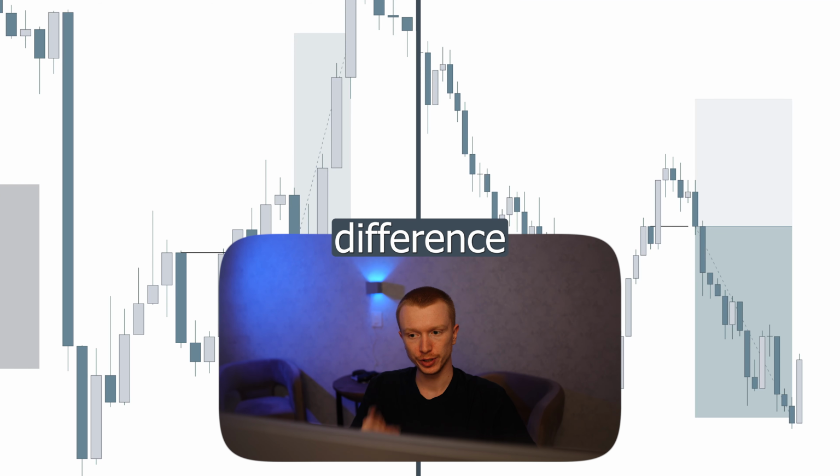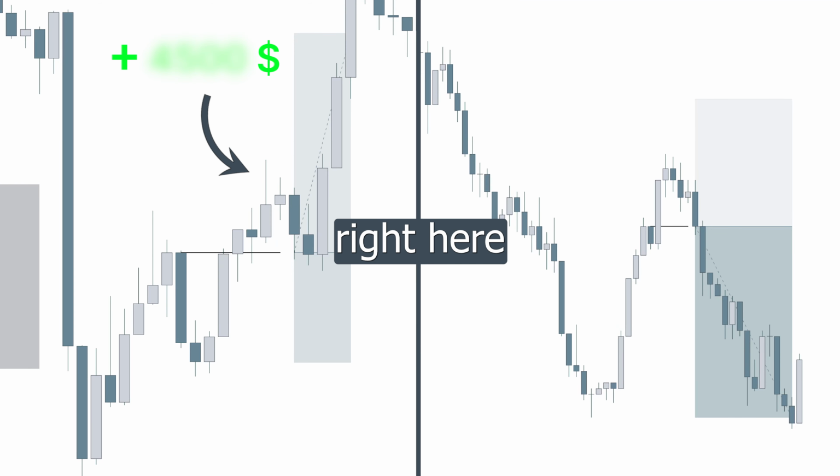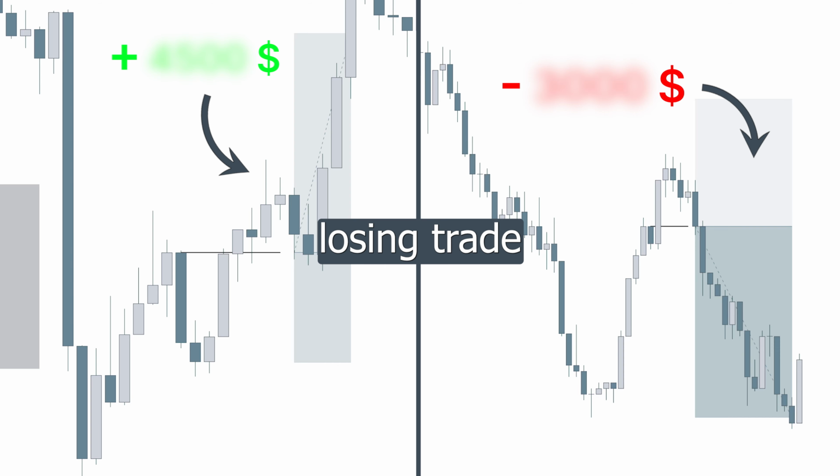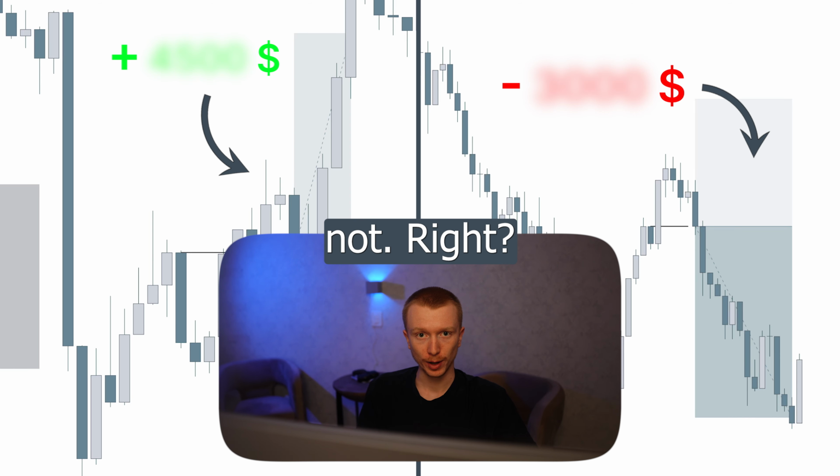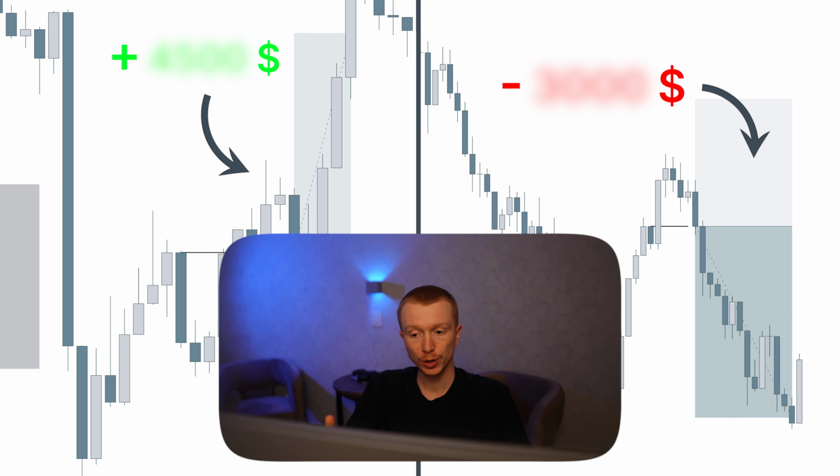Can you see the difference between this winning trade right here and this losing trade right here? Probably not, right? And that's exactly my point, because there is no difference. When we look at price action overall, it's very similar. It's almost the same. And here it is not about price.